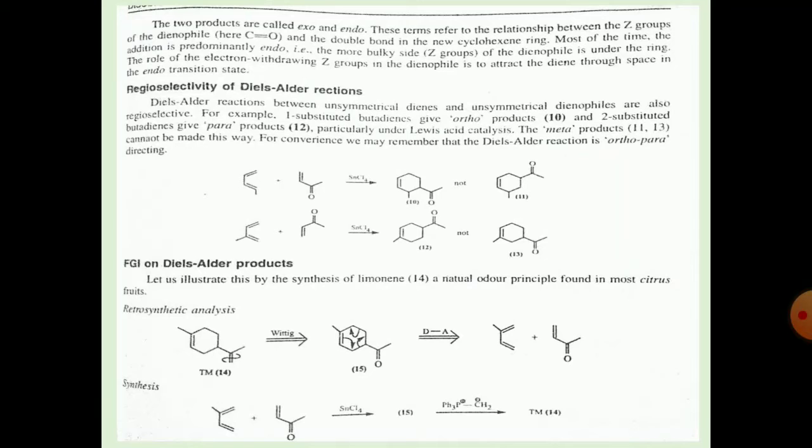So the two products are called exo and endo, and this term refers to the relationship between the Z group in the dienophile and the double bond in the new cyclohexane ring. Most of the time the product is predominantly endo, that is the more bulky Z group of the dienophile is under the ring, and the role of the electron withdrawing Z group in the dienophile is to attract the diene through space in the endo transition state.